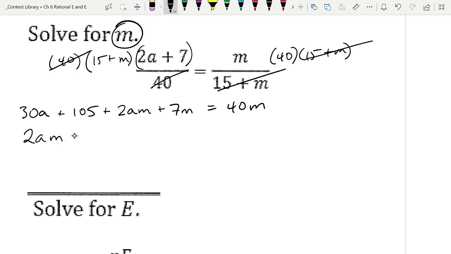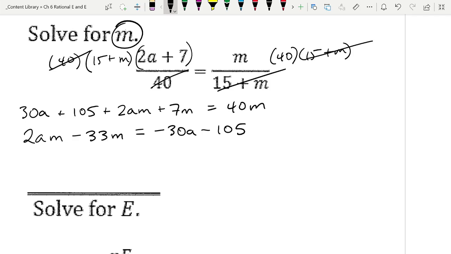So 7 minus 40 is negative 33m. And then I'll move the things that don't have m's in them to the other side. So that'd be negative 30a minus 105. Now here's the problem. If I'm going to solve for m, I have to isolate it. And right now, it's kind of trapped in these two terms, and I can't add them together. They're not like terms.